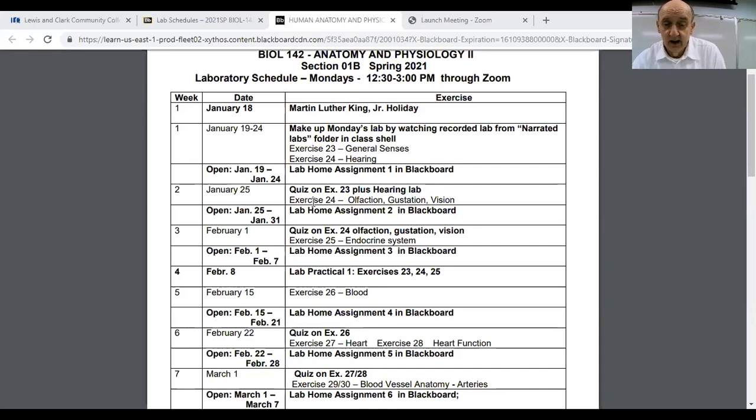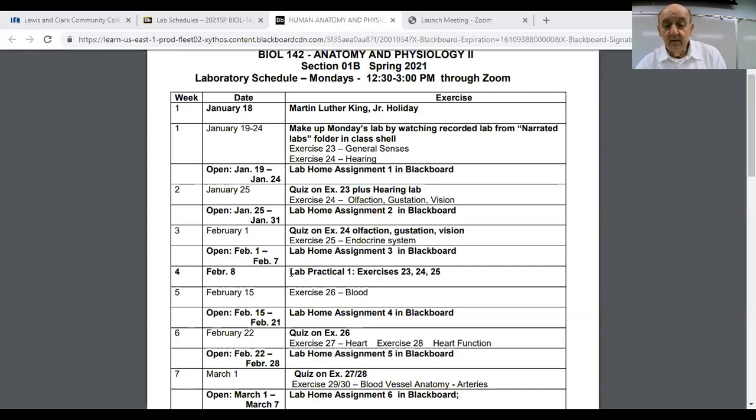And then we move on to the next exercise. On the Monday of the 25th, we have olfaction, gustation, and vision to close out the special senses. And then you see again a lab home assignment opens about that lab. And the following week, you have a quiz on the topic of olfaction, gustation, and vision. So this will be a pattern throughout the lab. My hope is that this section can duplicate the very, very good results students achieved in AMP2 labs.